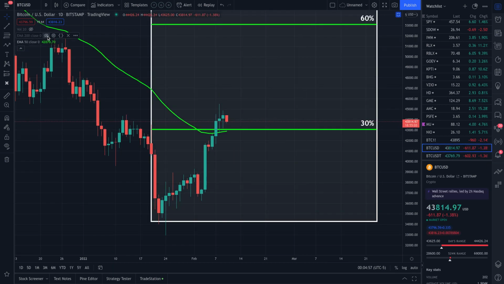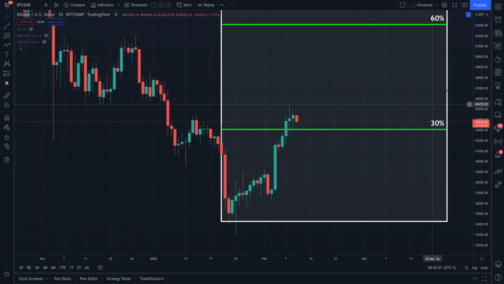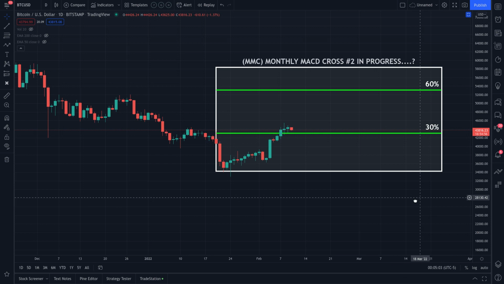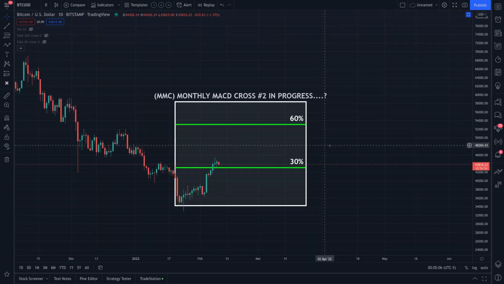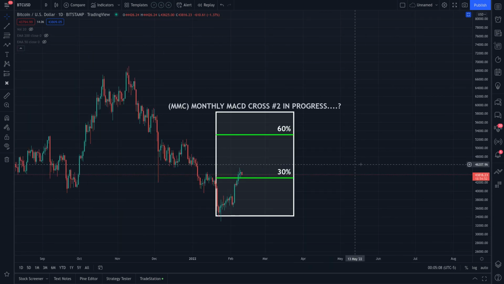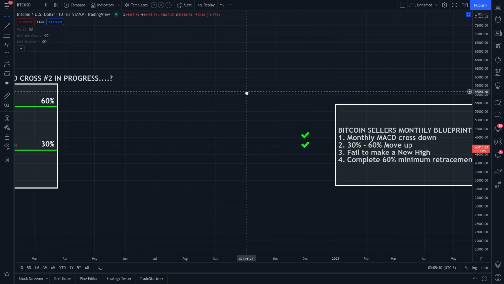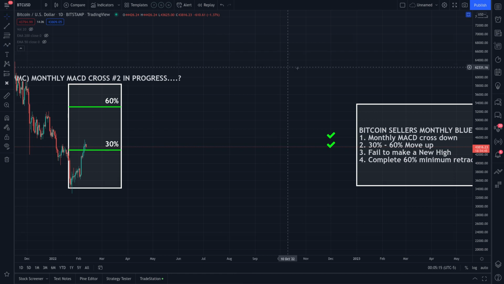That's right, monthly MACD cross. We're going to erase those moving averages. And it looks like the MMC right now is still performing optimally. It is just above the 30% level. If you're new, we were just following the MMC here, where we currently have 2 check marks for the Bitcoin seller's blueprint.